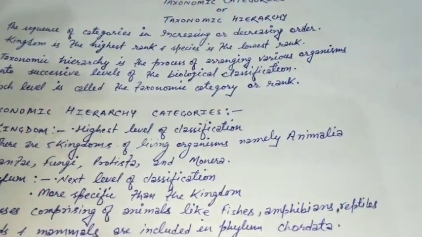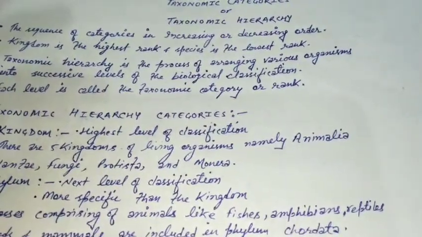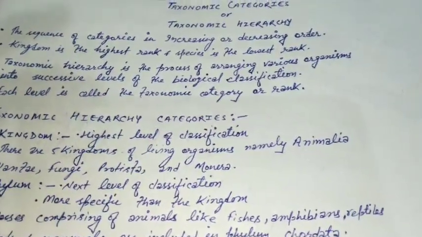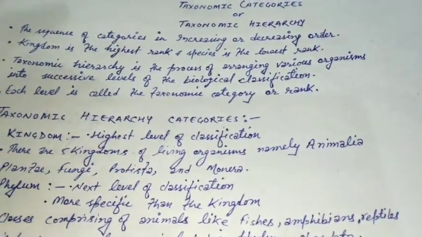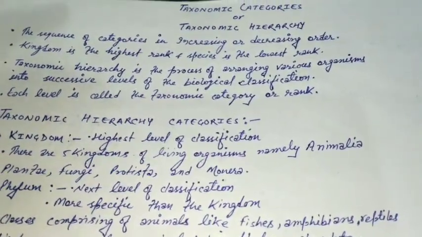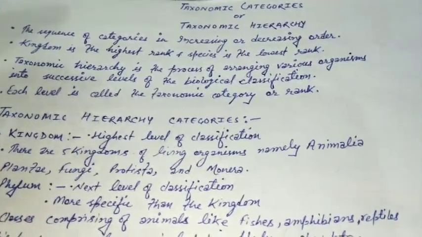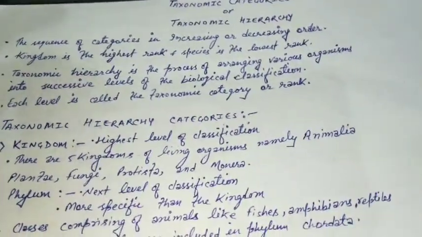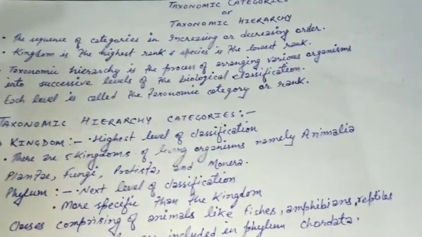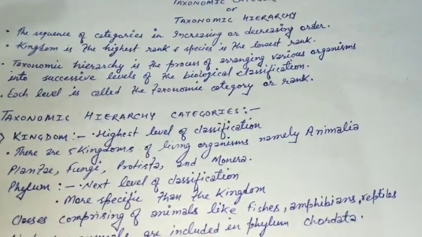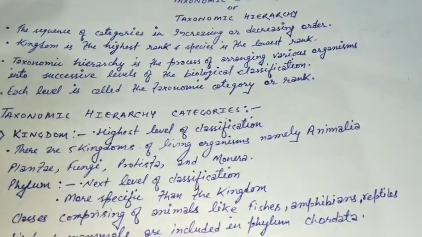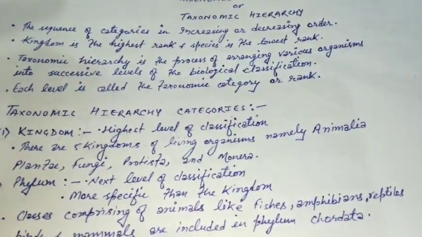In the previous lecture, we read about taxonomy and systematics. So in today's lecture, we'll be talking about the taxonomic hierarchy. What is taxonomic hierarchy or taxonomic categories?